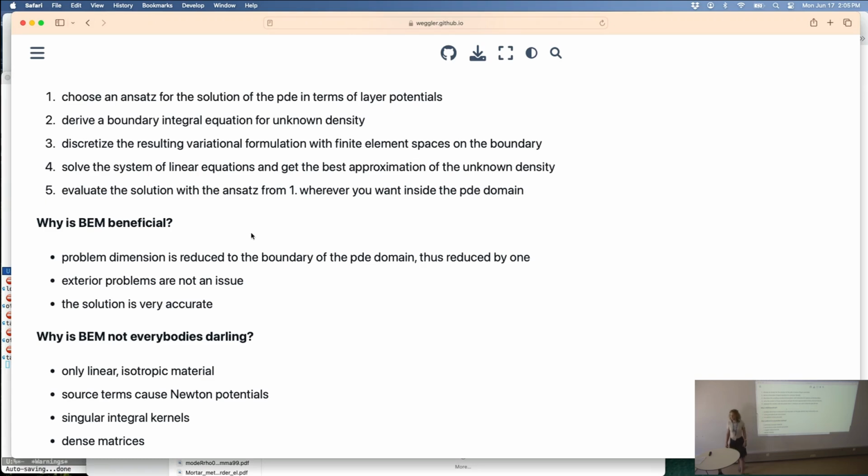Second benefit is that exterior problems are not an issue, meaning that if you have a PDE that you want to solve in an exterior domain, as you reduce it to the boundary, you don't have an issue with the exterior problem. And the third point is, the solution is very accurate. We solve for the density on the boundary, and the solution accuracy is at least one order higher if you plug it into your ansatz and then evaluate your solution wherever you want.